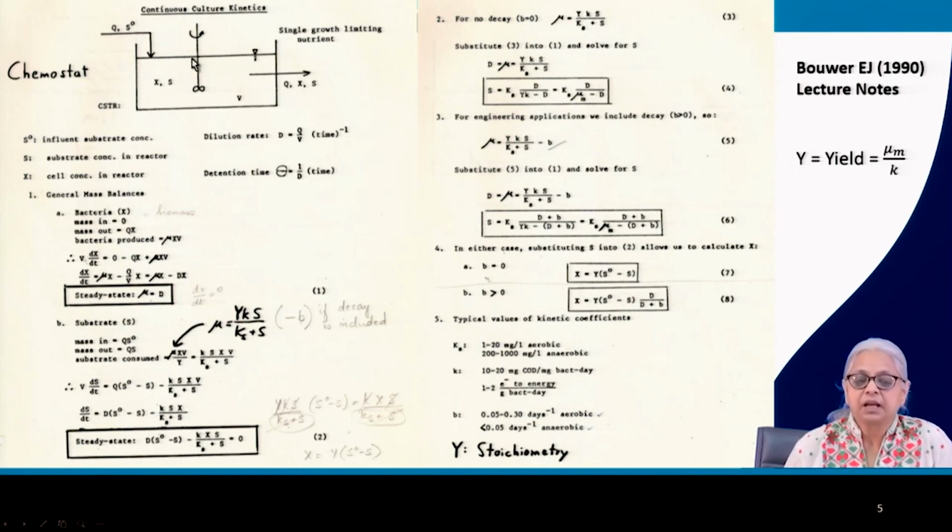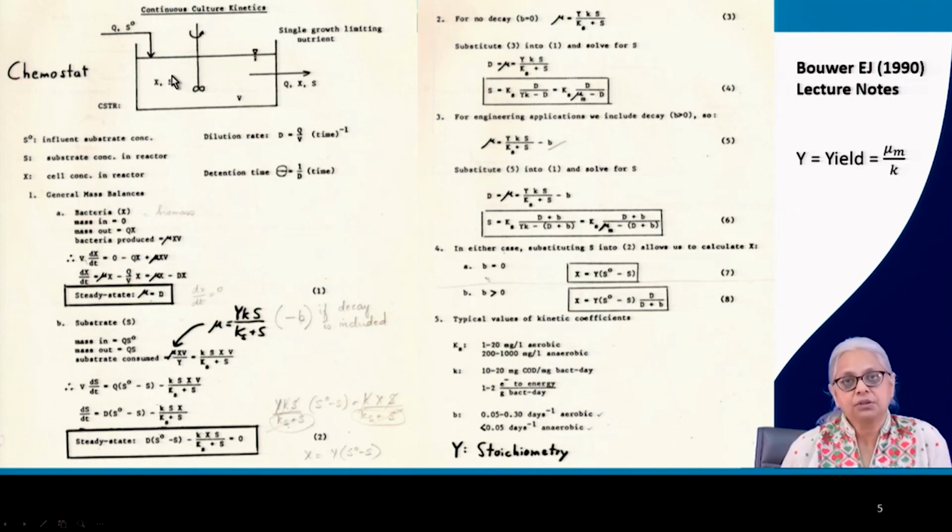What is happening inside the reactor? There are two things that are happening inside the reactor. One is the growth of biomass, and the second is the consumption of the substrate. So V is the volume of the chemostat, X is the concentration of biomass, and S is the concentration of substrate. We have a single growth limiting nutrient which is represented by S.